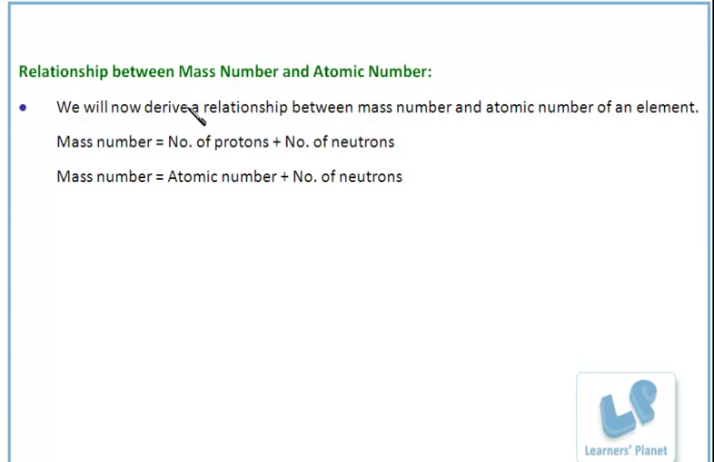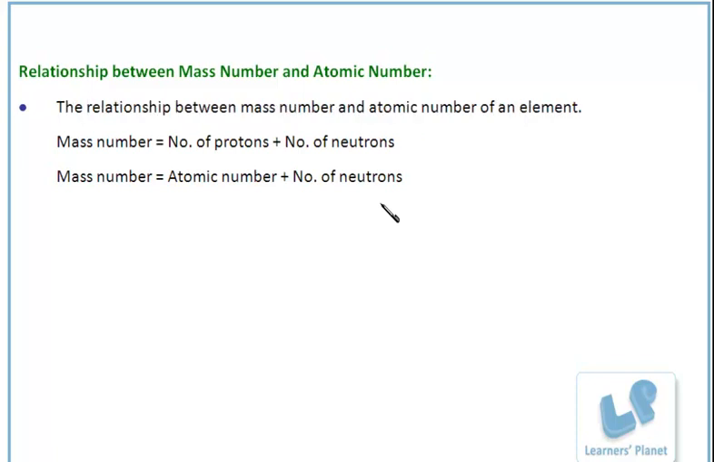So what is the relationship between mass number and atomic number? Mass number is equal to number of protons and number of neutrons, so the mass number will be equal to the atomic number plus the number of neutrons. What is the mass number? The atomic number plus the number of neutrons. Right? So there is a relationship between the mass number and the atomic number. Now I hope that you have understood about the mass number and the atomic number.